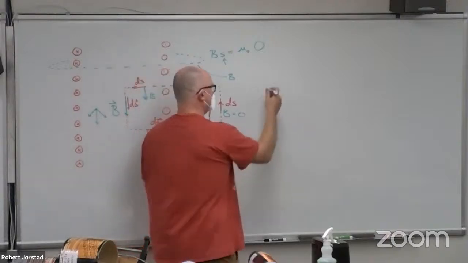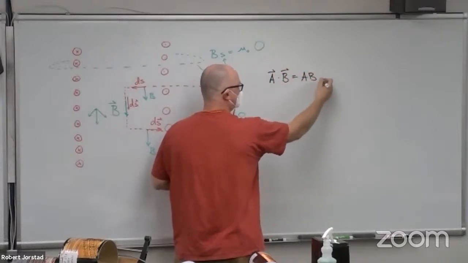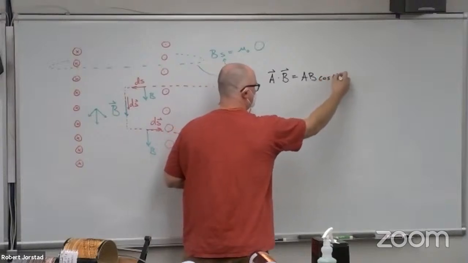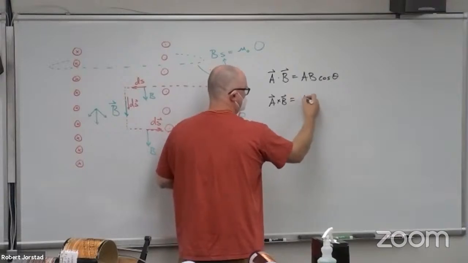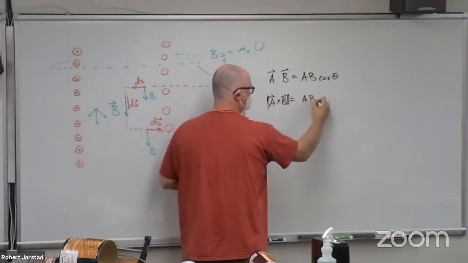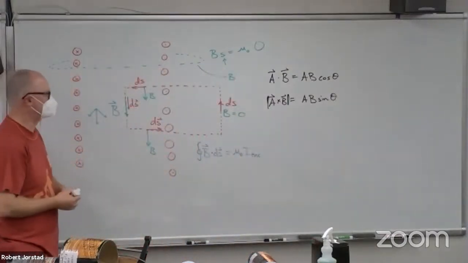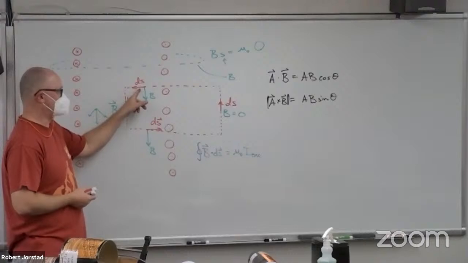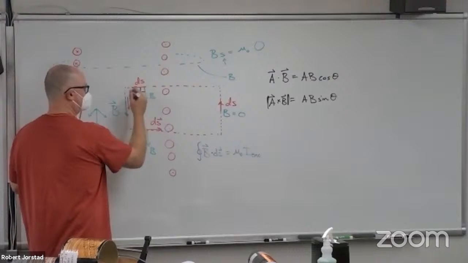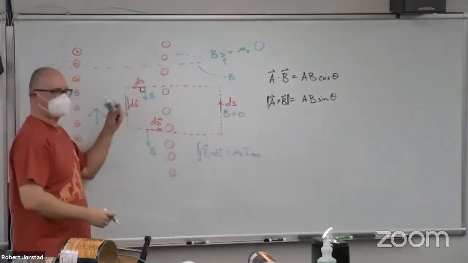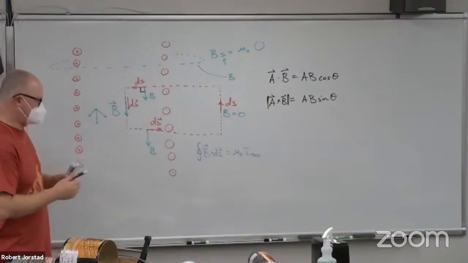Let's not do it. Let's just write our vectors. A dot B equals what? AB cosine theta. A cross B has magnitude AB sine theta. Agreed? All right. So what do you get when you do the dot product? What angle is it? 90. So if they're perpendicular, the dot product is 0. Agreed?